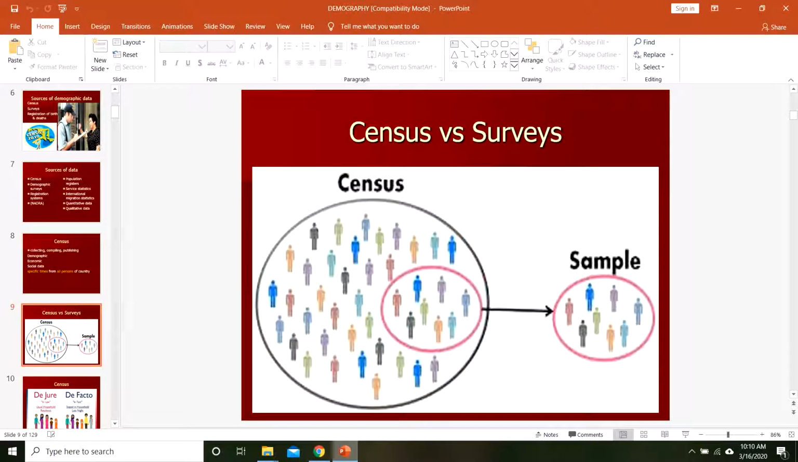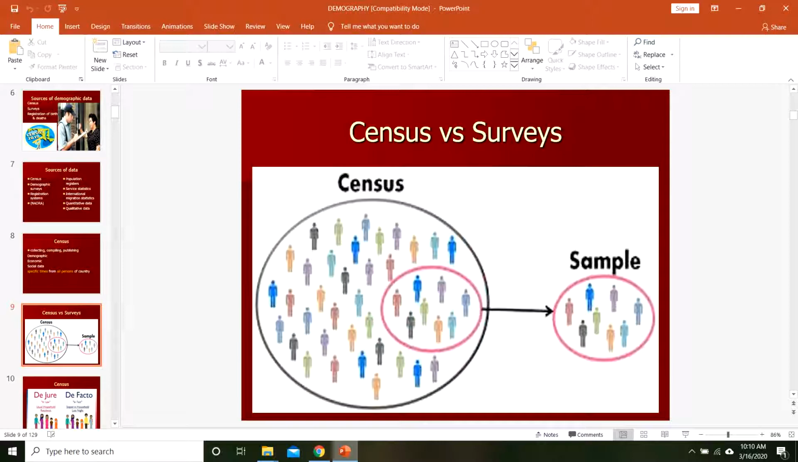So we were discussing the difference between census and survey. The census covers the whole population and we know the actual parameters of the population. You must remember P for population and P for parameter. And during surveys, we take a sample from the census, which is a representative sample.